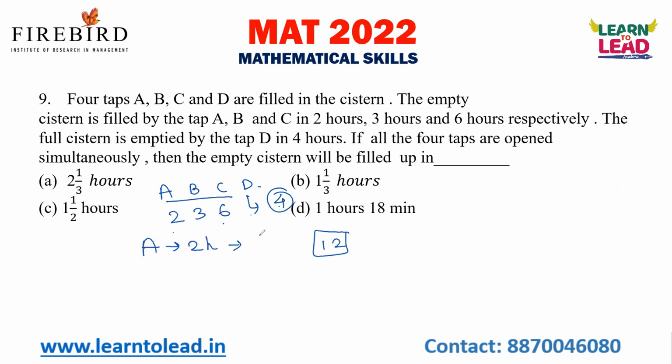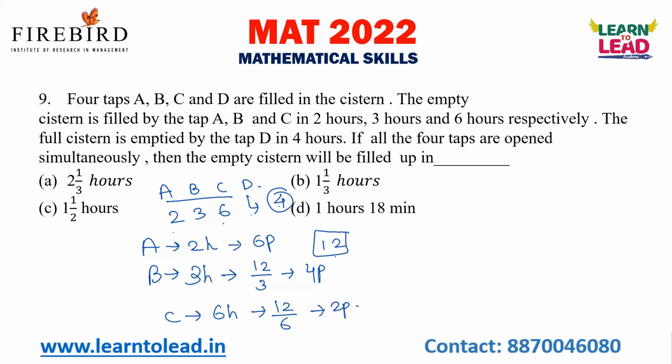A tap can fill a cistern in 2 hours. If the total parts is 12 parts, in 1 hour it will fill 6 parts. B tap will fill the cistern in 3 hours, so 12 by 3 is 4 parts filled. And C takes 6 hours, so 12 by 6, 2 parts only get filled. And D, what will it do? D will empty the cistern in 4 hours, so 12 by 4, 3 parts will be emptied every 1 hour.